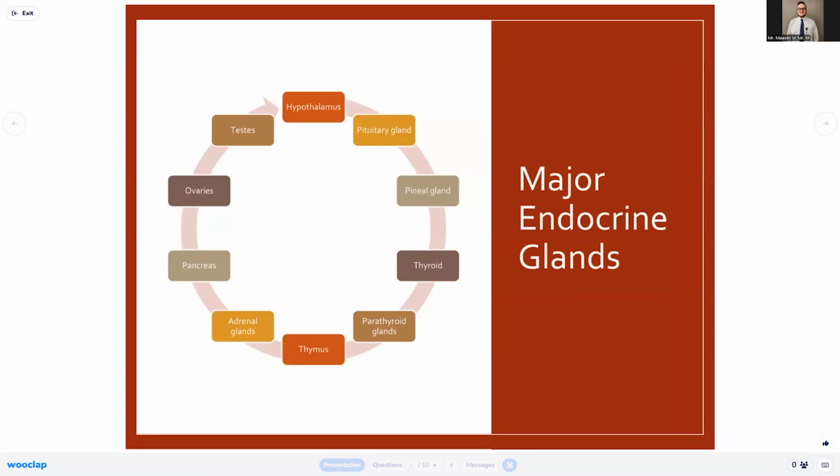So, A&P review. The endocrine system is all about glands throughout our body that secrete hormones into our bloodstream. That's where the word endocrine comes from. Endo is like into. So, into the bloodstream is where they secrete their hormones. And mostly, the endocrine system is about homeostasis.